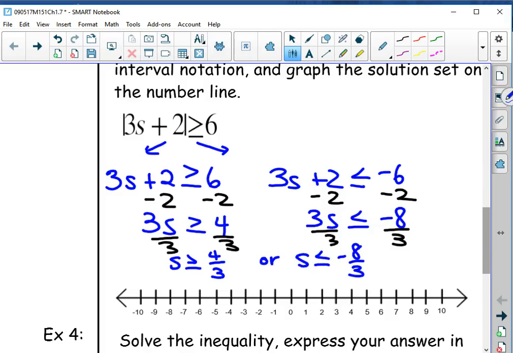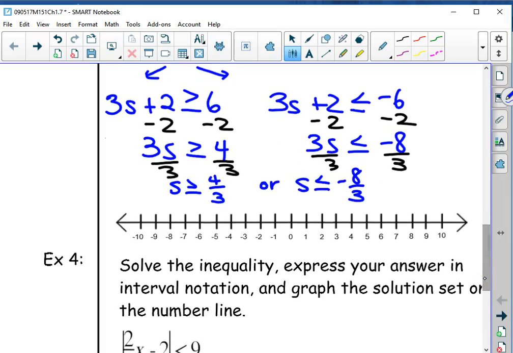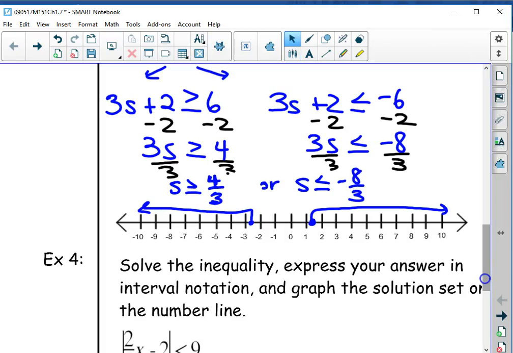This is one place where those mixed numbers actually come in handy, since this is 1 1/3. We are going to go to 1, halfway between. It does include it. So there's one part of our solution, and less than or equal to -8/3. 3 goes into 8 twice with 2 left over, so -2 2/3. And we are done. All right, I will see you on the next video.